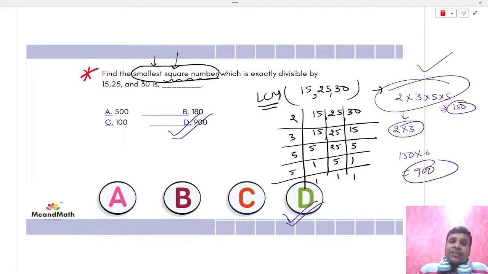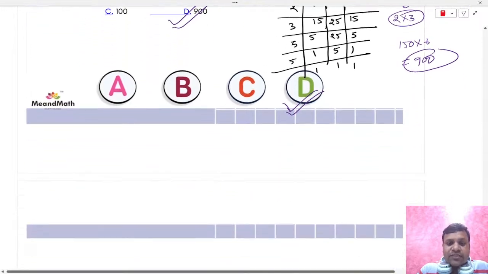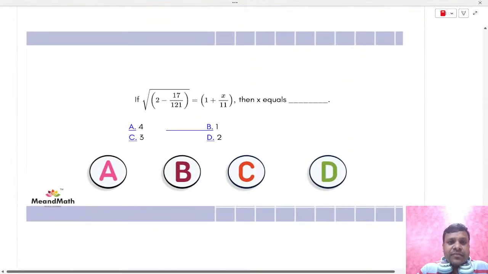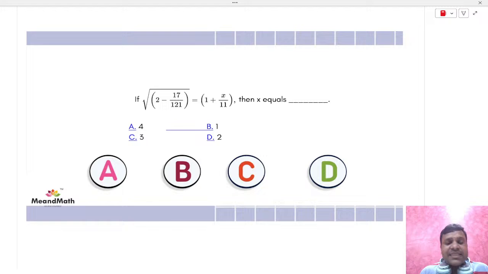Now the last question of the session, a little bit of calculation involved here. Square root of bracket 2 minus 71 upon 121 is equal to 1 plus x upon 11. Then find the value of x. We don't have time, so I'm going to solve this question. I'm not giving you time to solve it. So just square on both sides. No, first solve the bracket.